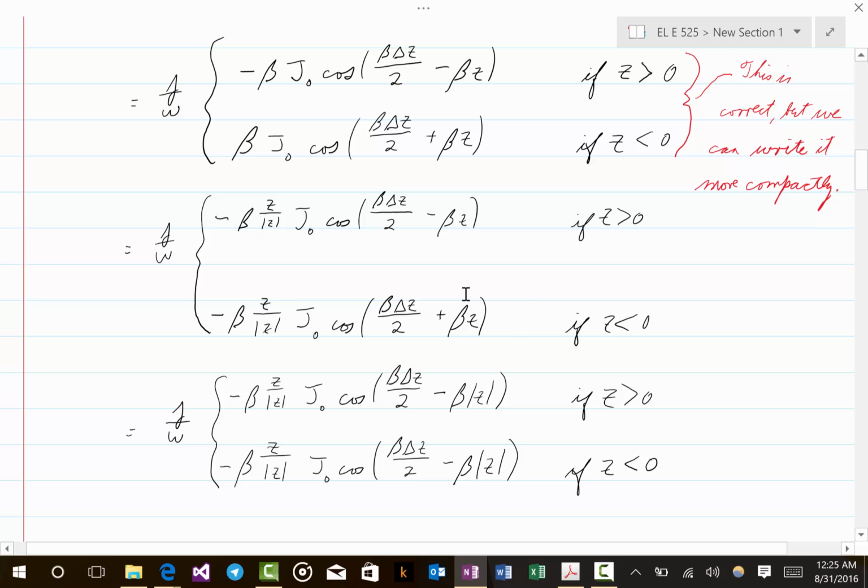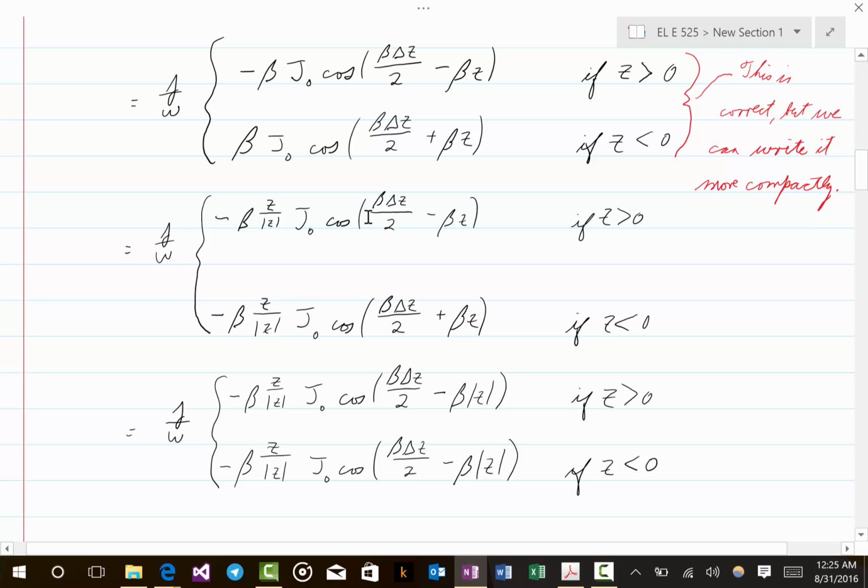It's similar to what we've just done. So we now bring down the minus beta z over absolute value of z j naught. We bring that down. That's the same for both terms. And we bring that down here. And of course we bring down the j over omega.